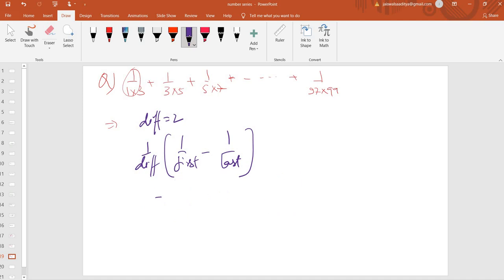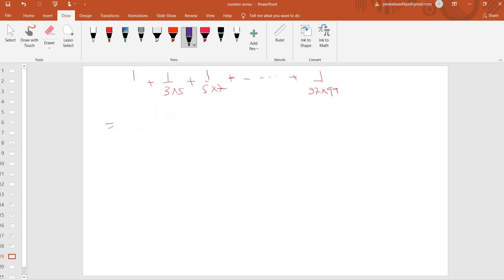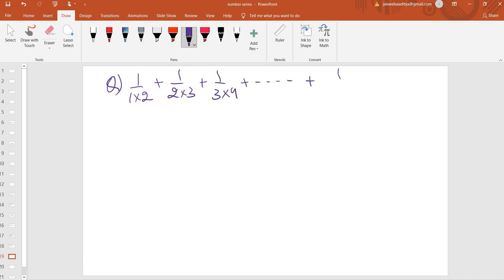So I'll give you the next question. Just pause the video and try it once. Okay, I know it's easy, but try it so that you remember this formula. If you don't try now, you will have to refresh this concept again at exam time. If you try, you will remember these things. So the question is 1 upon 1 into 2 plus 1 upon 2 into 3 plus 1 upon 3 into 4 plus, so till 9 into 10.